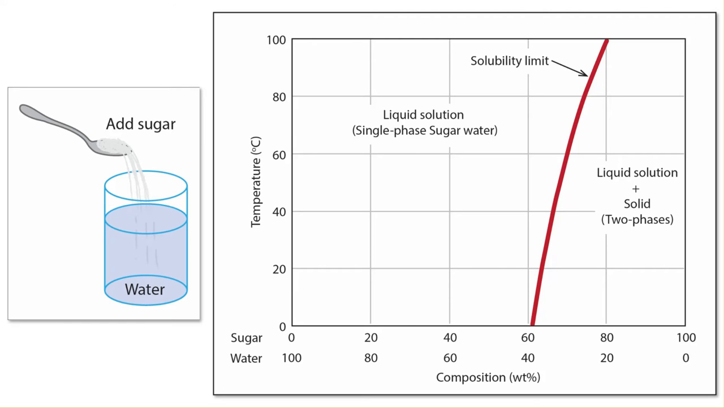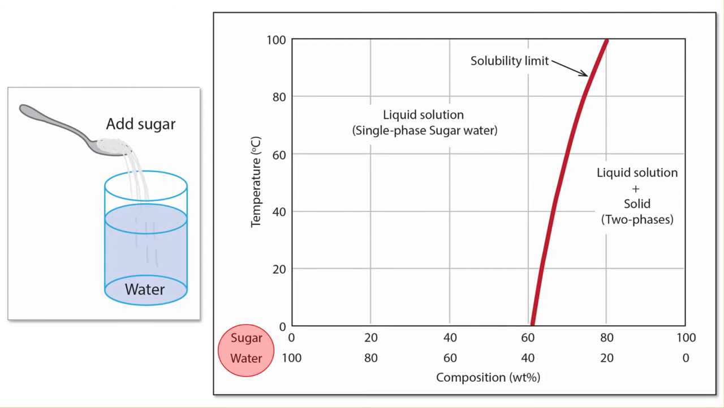Take a look at this phase diagram. The vertical axis is temperature, and the horizontal axis is composition. Composition means the amount of water and the amount of sugar. It always adds up to 100%. So if there is 70% water, there is 30% sugar. What does this phase diagram tell us?